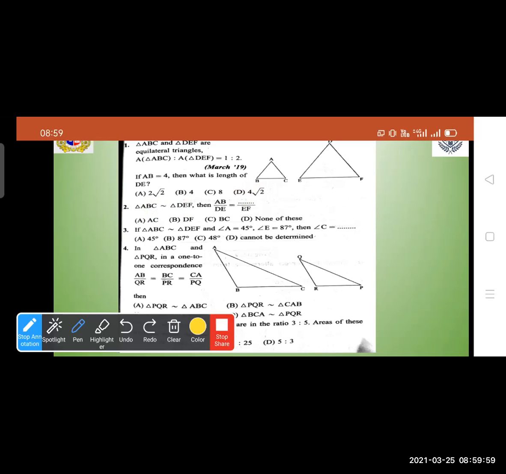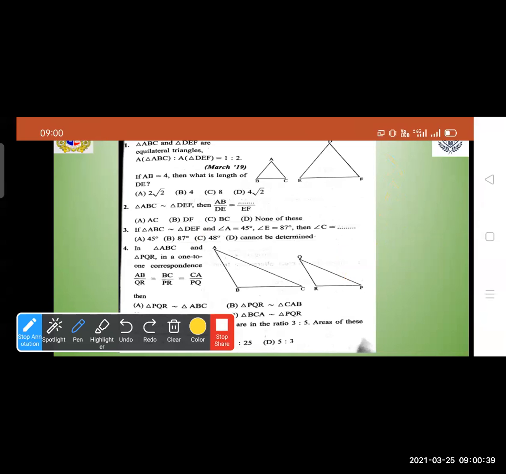Question number 3: if triangle ABC is similar to triangle DEF, two triangles are given. Angle A corresponds to angle D, so angle D is 45. Angle E is 87, so angle B is also 87. Then in triangle ABC, A is 45 and B is 87, so easily we find angle C. The sum of the angles of a triangle is 180, so add these 2 and subtract from 180. So you get 48 as the correct answer.